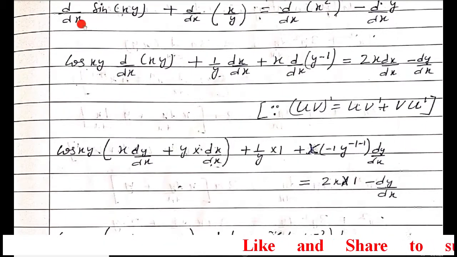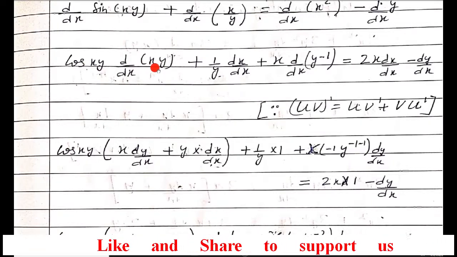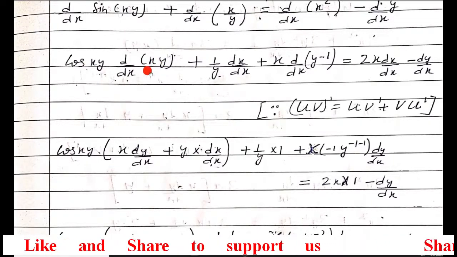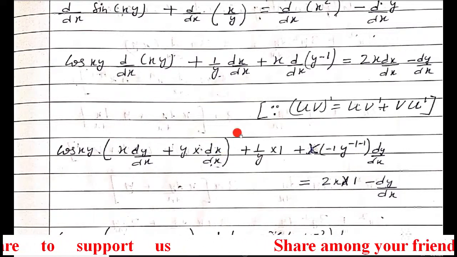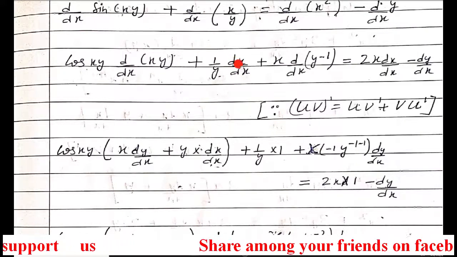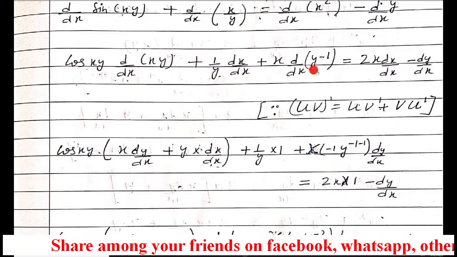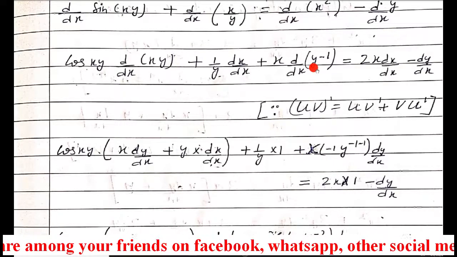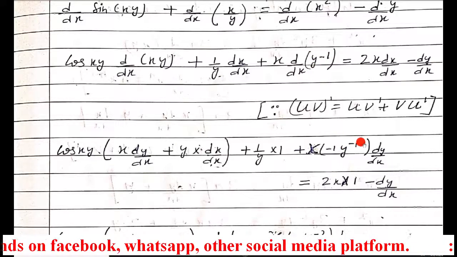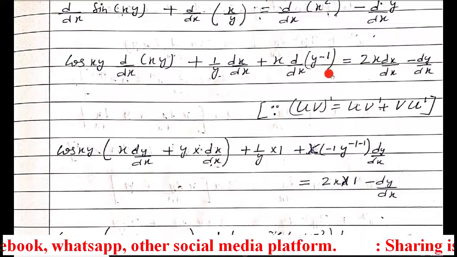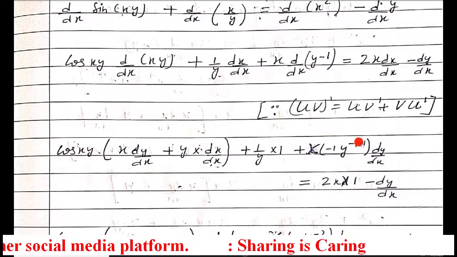Now in the next step, cos xy as it is, and we will use the u dot v formula again. So x as it is, then dy over dx, then y as it is, then dx over dx. Now here dx over dx is 1. Now this x as it is. Here we will differentiate using the n x to the power n minus 1 formula. So what is n here? Minus 1. So n is minus 1, then y to the power n minus 1 is minus 1 minus 1, then dy.